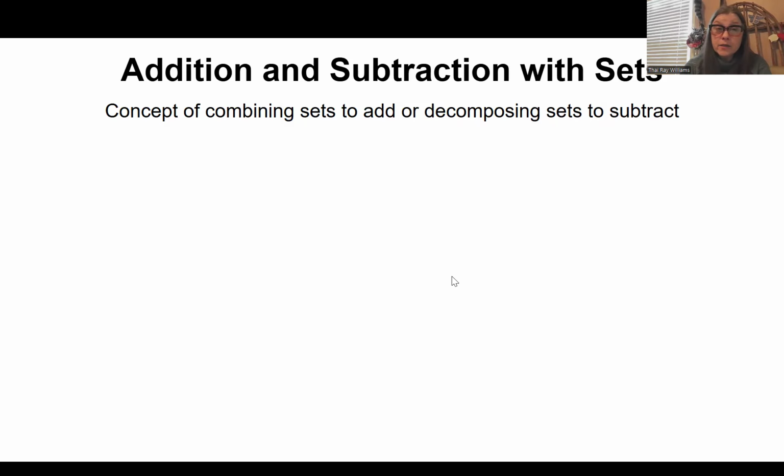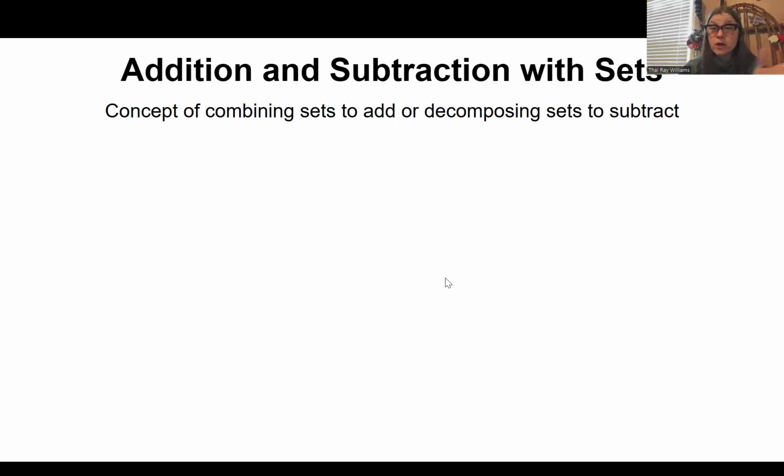All right, the next early numeracy skills we're going to be talking about are addition and subtraction with sets. Now, note that I said with sets. So the students are making sets when they are doing addition and subtraction, and those are supports for those math skills. With addition, we are combining sets, putting sets together to add. And then when you're doing subtraction, I'm sure you're aware of this already, it's called decomposing, and we decompose sets to subtract.